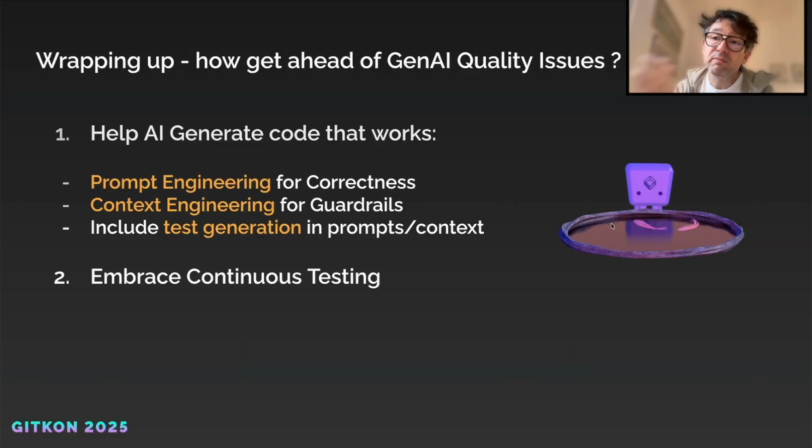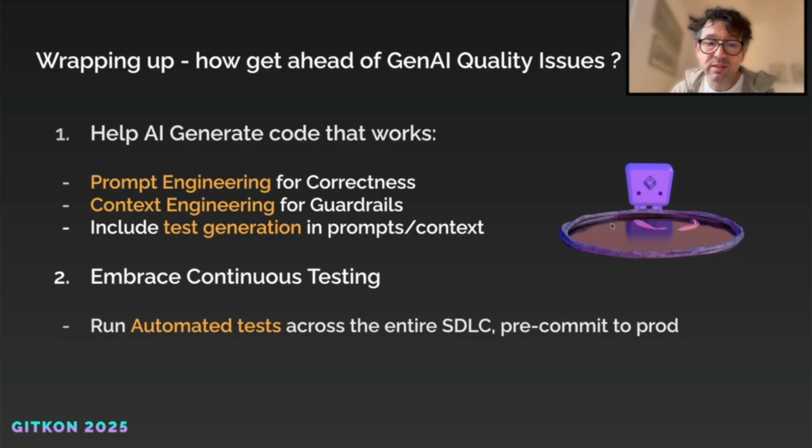And second, embracing continuous testing. As I've said, run automated tests across the entire SDLC from pre-commit to production. Those can be unit tests, component tests, end-to-end tests, but this could also be performance tests, security tests, etc.